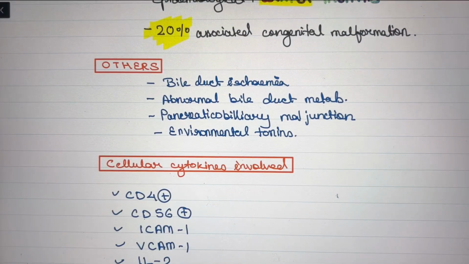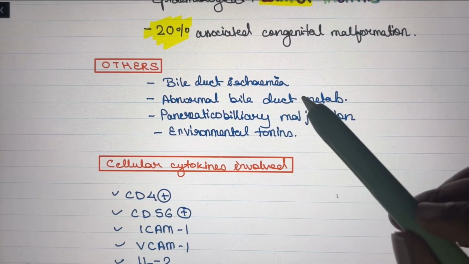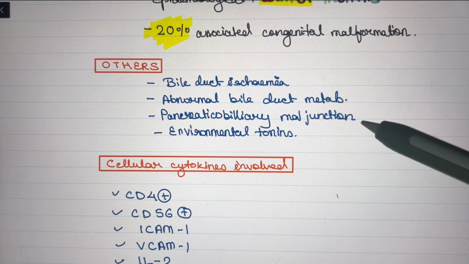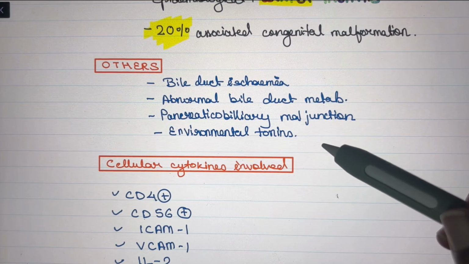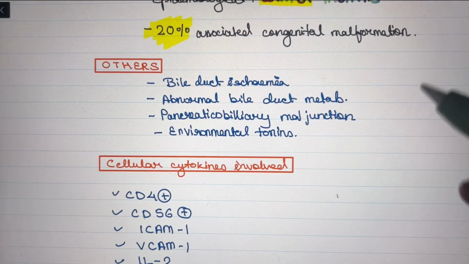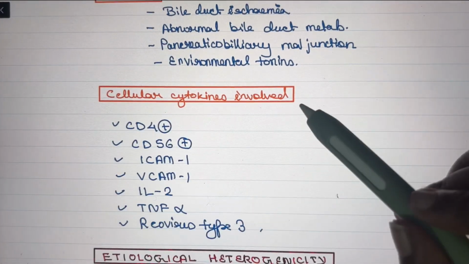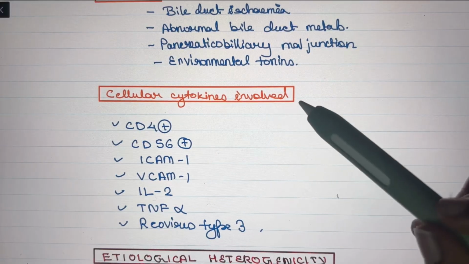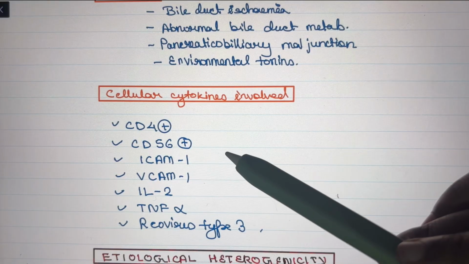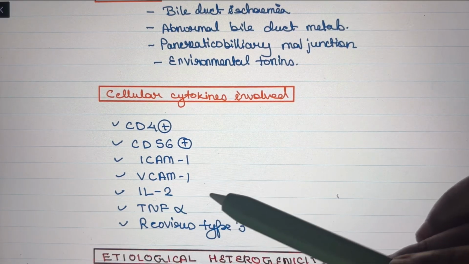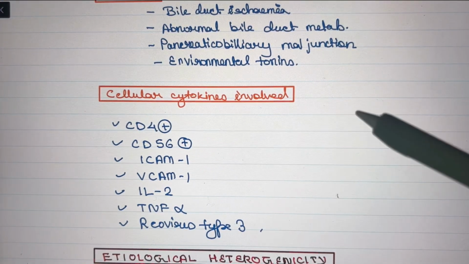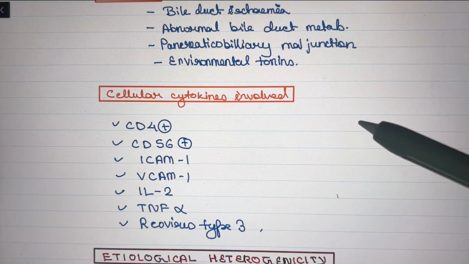The other causes of biliary atresia are bile duct ischemia, abnormal bile duct metabolism, pancreaticobiliary maljunction, or environmental toxins. In these abnormal conditions, there will be secretion of some cellular cytokines in the body. The cellular cytokines involved in biliary atresia are CD4, CD56, ICAM1, VCAM1, interleukin 2, tumor necrosis factor alpha, and reovirus type 3.